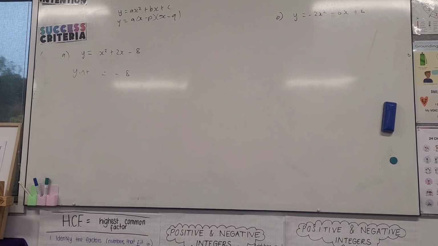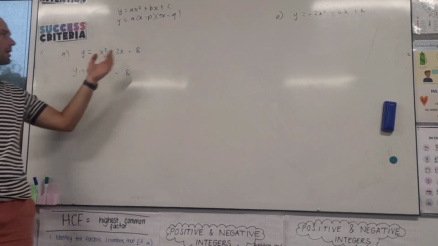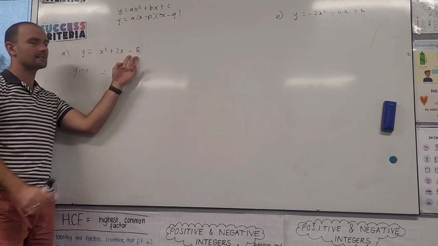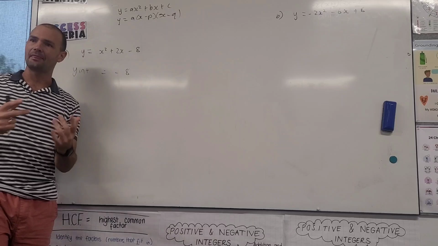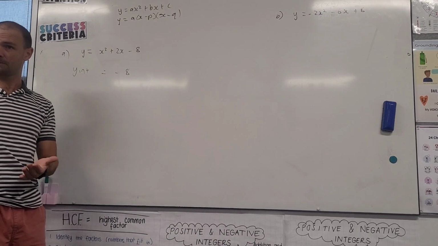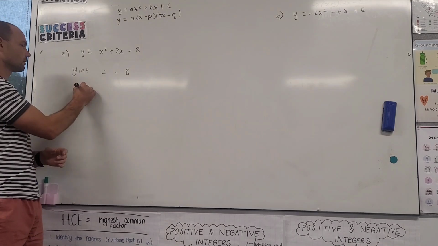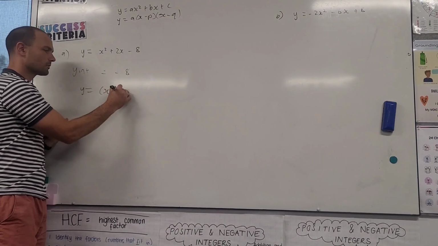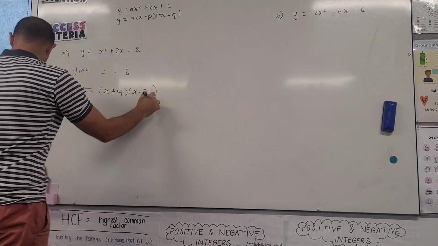Step 2 says factorize the quadratic. So we're looking at this and we're going to move from general form to factorized form. How do we do that? We're looking for two numbers that multiply together to give us -8, and when we add them together, we get +2. So that's going to be +4 and -2, right? So we can express this quadratic like this.